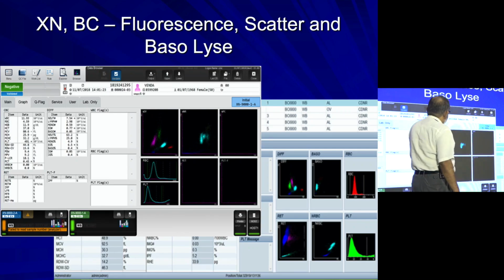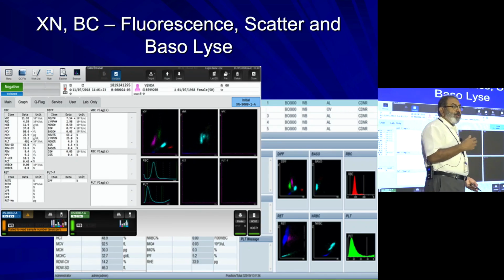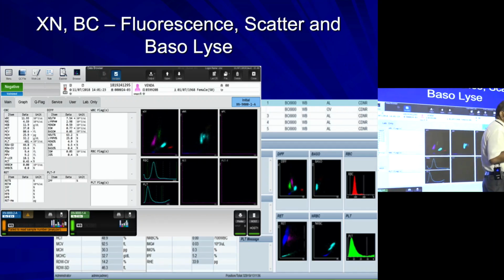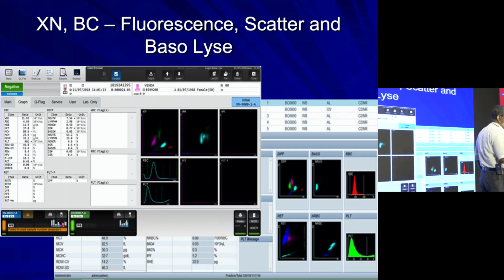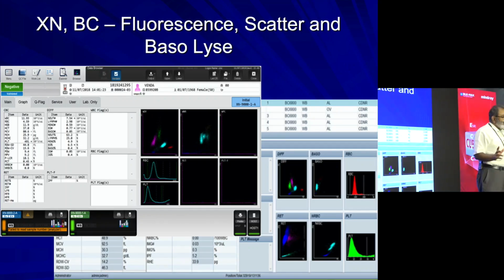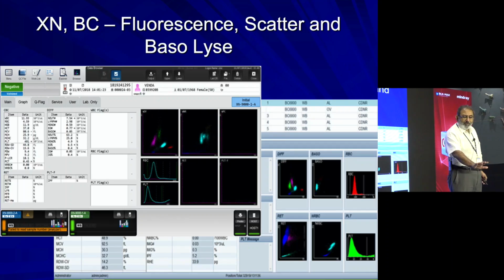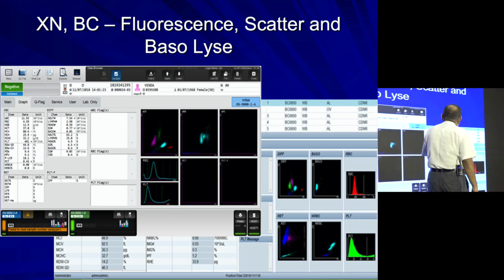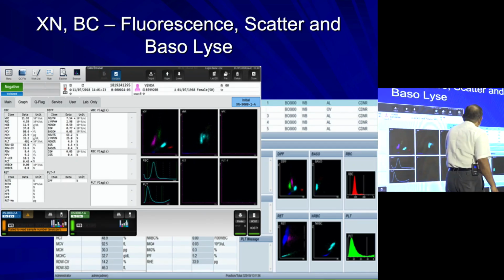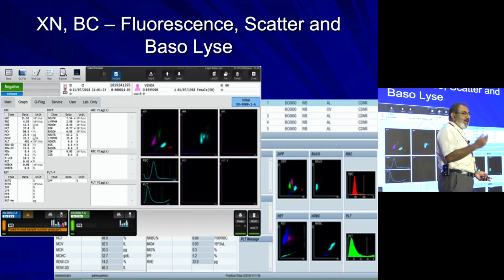Now here you have got the BC and the XN. Here, I'll tell you one thing, it's morphology. Have you ever tried to differentiate lymphocytes as small lymphocytes and large lymphocytes? We don't say large lymphocyte, small lymphocyte. This fellow can tell you what is small lymphocyte and large lymphocyte. So it's basically an RNA stain.